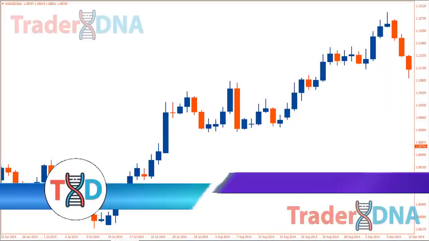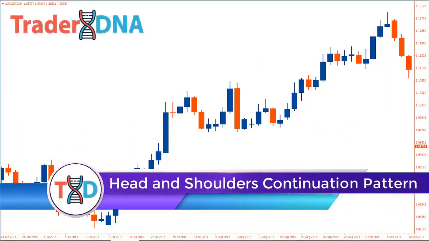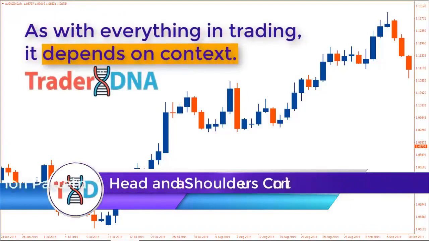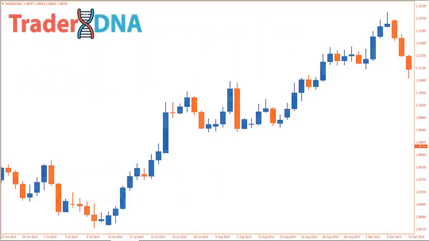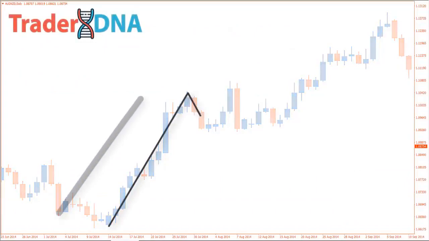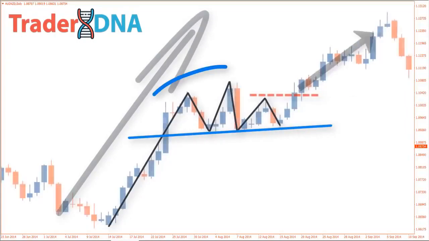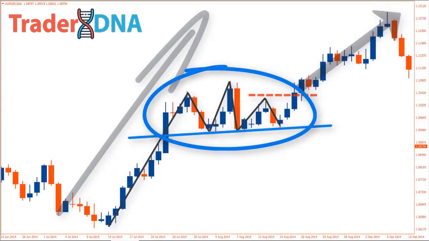Head and shoulders continuation pattern. Initially, I said that a head and shoulders is a reversal pattern, but not always the case. As with everything in trading, it depends on context. If the pattern looks very small compared to the price waves around it, it very well could be a continuation pattern. For example, if the trend is up, with big price waves to the upside, and then a very small head and shoulders forms, it is quite likely the price could continue higher overall, instead of reversing.